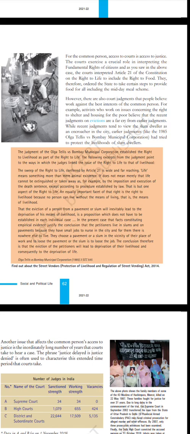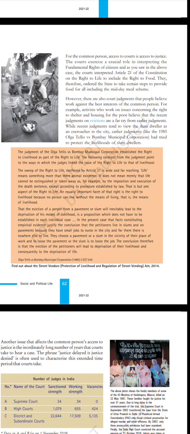However, there are also court judgments that people believe work against the best interests of the common person. For example, activists who work on issues concerning the right to shelter and housing for the poor believe that the recent judgments on evictions are a far cry from earlier judgments. While recent judgments tend to view the slum dweller as an encroacher in the city, earlier judgments like the 1985 Olga Tellis versus Bombay Municipal Corporation had tried to protect the livelihoods of slum dwellers.